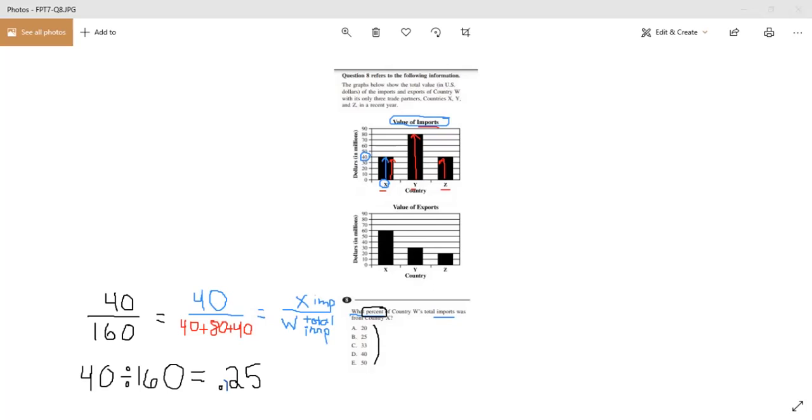So we're going to take this decimal point. Percent means out of 100. So we're going to multiply times 100. When we do that, we're going to move that decimal point 2 places to the right. And then we're going to add a percent symbol. So this is going to correspond to 25%. So my choices are 20, 25, 33, 40, and 50. We know the correct answer here is 25%.